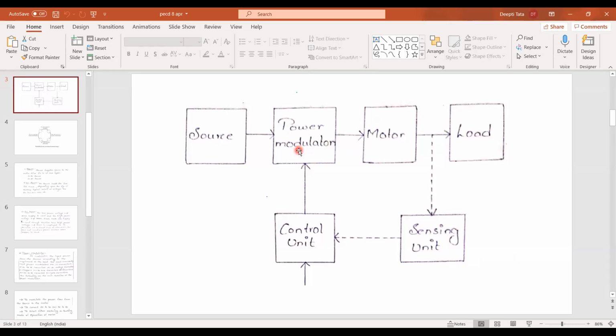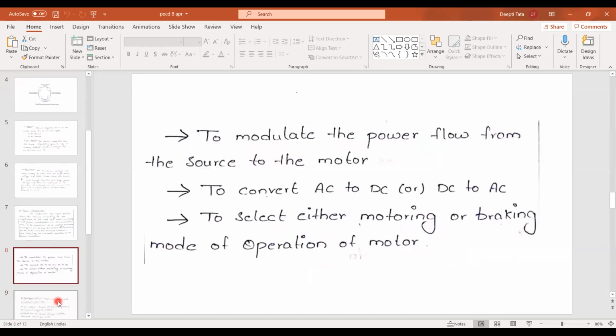Anyone? Converter. Exactly. That means you can write mod in place of modulator, a converter. So power converter. And the other, just see the screen, what the power modulator has done the work to modulate the power flow from the source to the motor, the basic work. To convert AC to DC or DC to AC. Is there any need for the balance two converters?